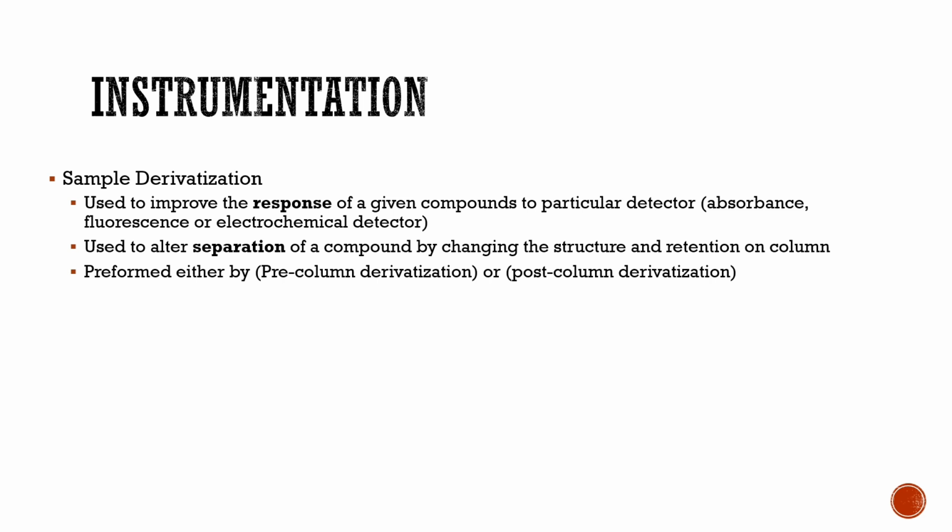Sample derivatization, this is a term that's important that you understand. It is used to improve the response of a given compound for particular detectors. It's like you are adding something to the compound, so it is easily detected by absorbance, by fluorescence, by electrochemical detector. Also, it is used to alter the separation of a compound by changing the structure and retention on the column. The derivatization can be done before entry into the column, which they call pre-column derivatization, or after, and this is for detection, the post-column derivatization.